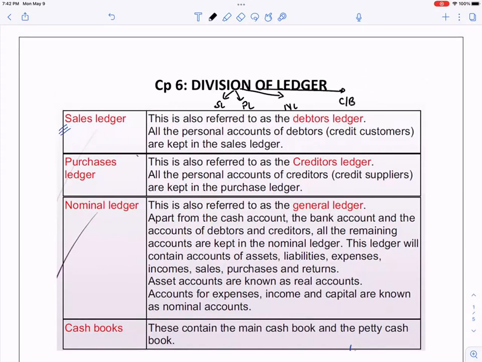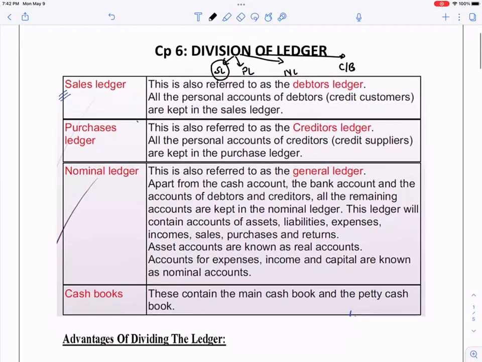What comes in the sales ledger? Personal account of your customers. What comes in purchase ledger? Personal account of creditors, suppliers.